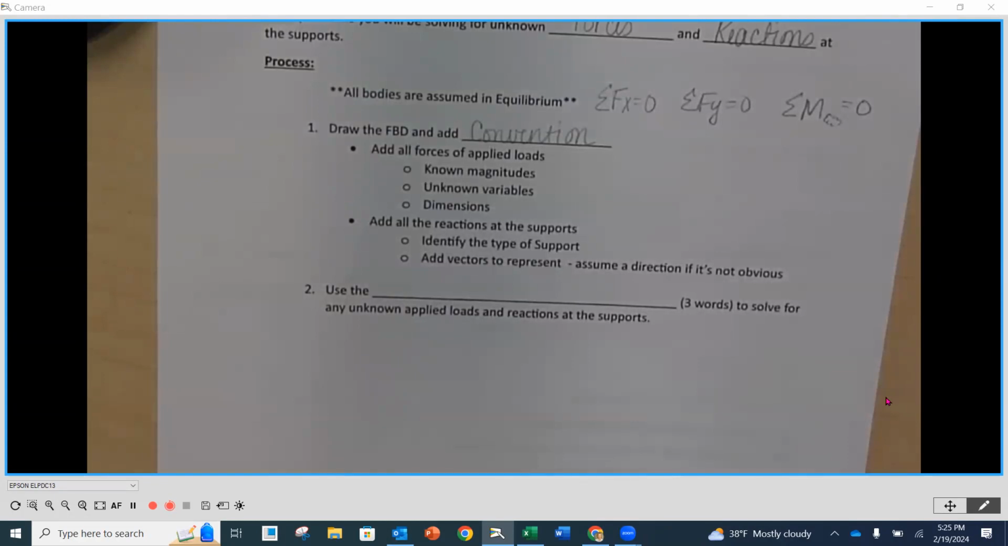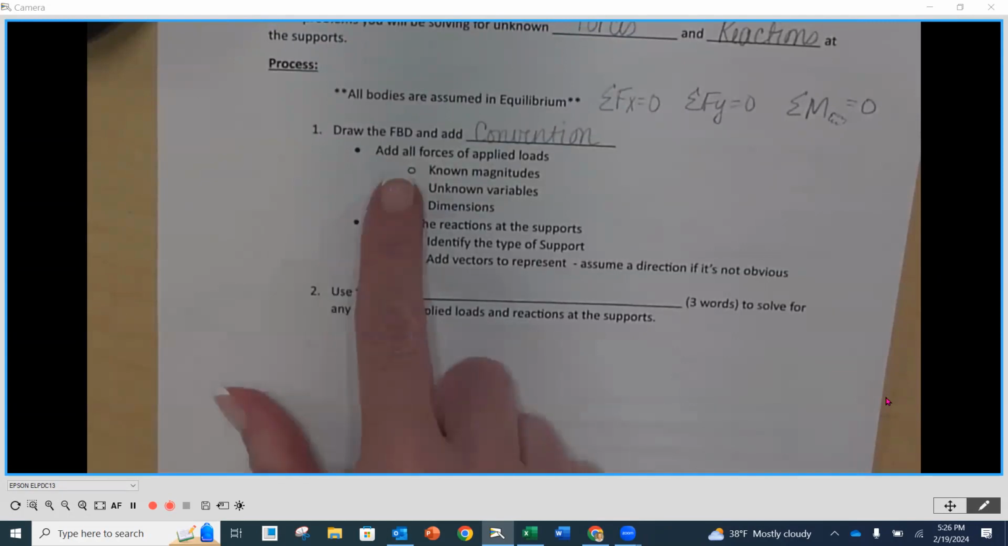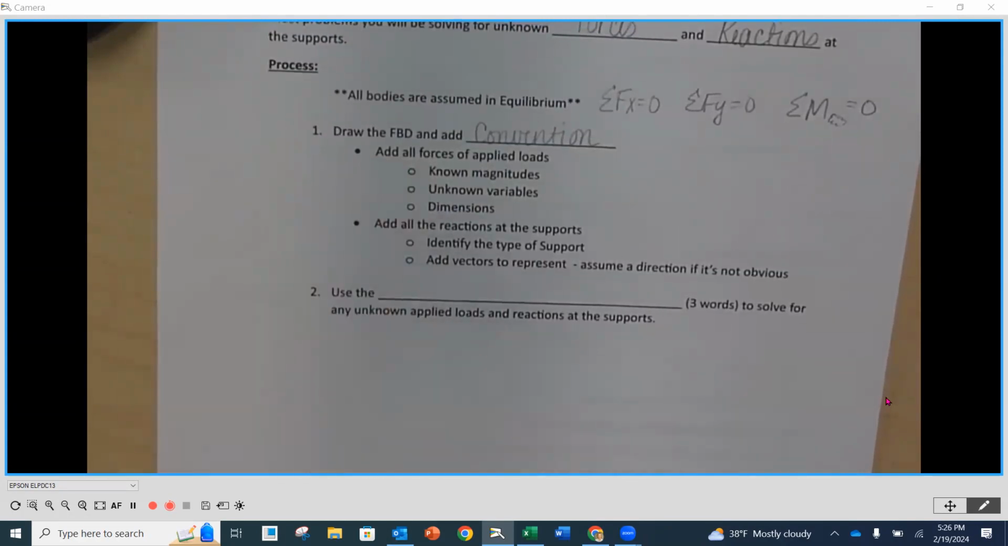Good. Then as we look here, when we draw our free body diagram, we want to make sure that we add all of the forces of the applied loads. The applied loads are going to be things including the weight of something or any applied forces that are given to us in the problem. Anything that has a known magnitude, any unknown variables, sometimes maybe it's solving for that, or a distance, and then you want to put in any dimensions and labels that are there.